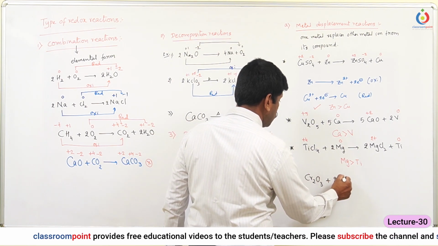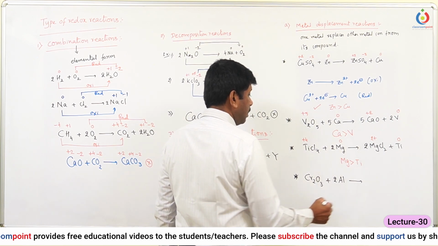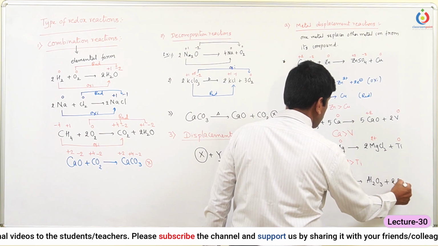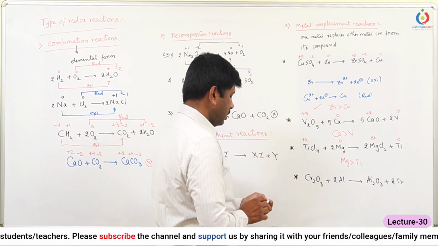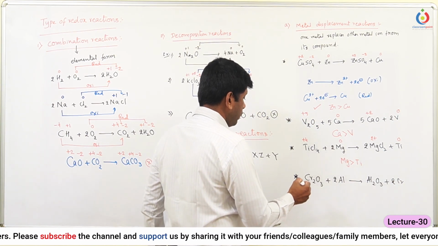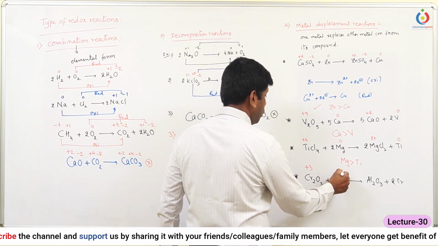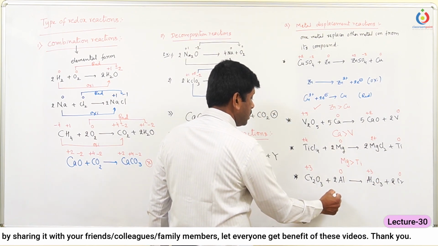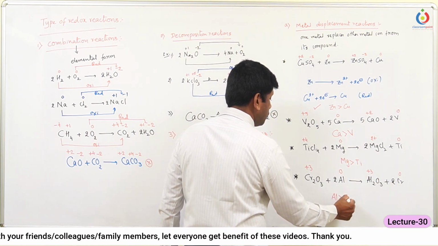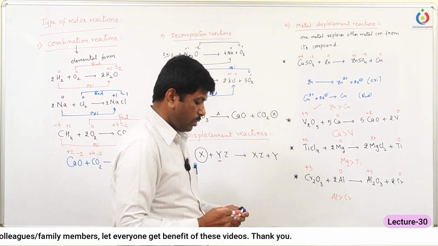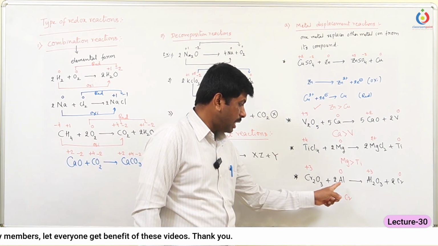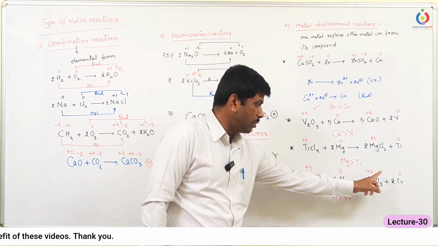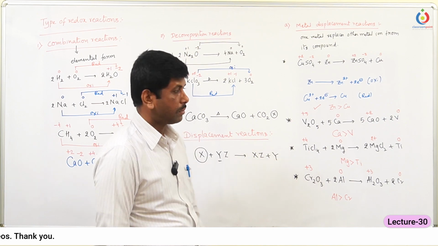Cr2O3 plus 2 moles of aluminum converts into the Al2O3 plus 2 chromium. Here oxidation states, if we assign, chromium oxidation state is +3, aluminum 0. Here aluminum +3, chromium is 0. So which metal is more active? Aluminum is more active than the chromium. So that is the reason why aluminum is acting as a reducing agent for the chromium oxide to convert the chromium oxide into the elemental chromium.